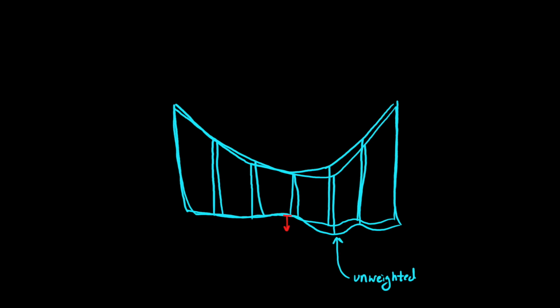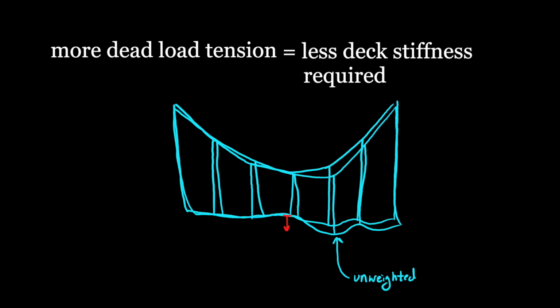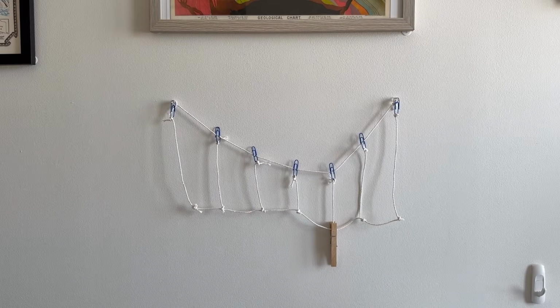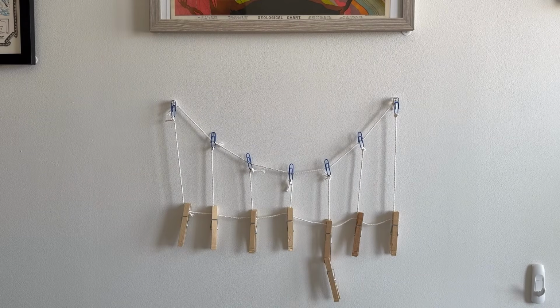This actually gets to what deflection theory is all about, because deflection theory says the larger dead load tension you have running in your suspension line means the less stiff your deck truss actually has to be. And as we saw in these experiments, having no dead load turned on for the deck results in a pretty large differential deflection, while having that dead load turned on reduces that deflection significantly.